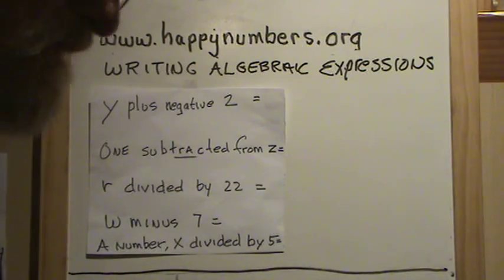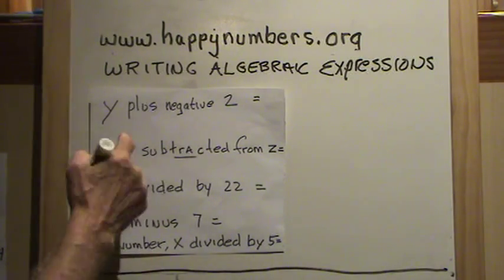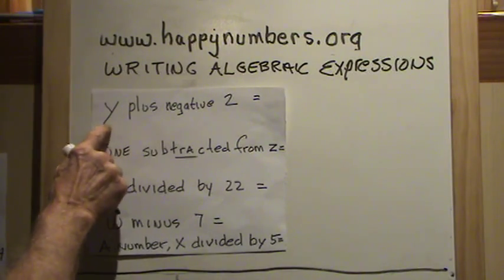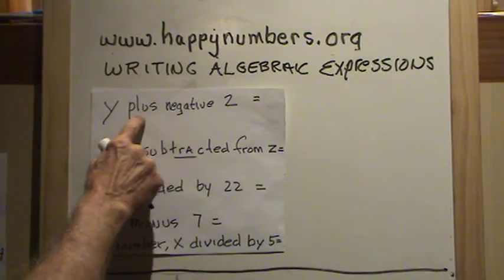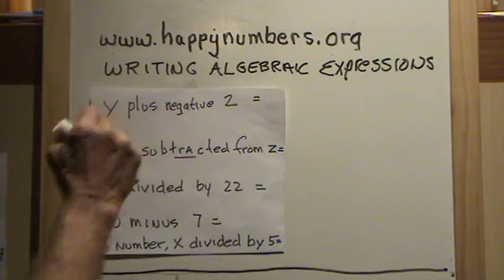This is part 2 of writing algebraic expressions. We take phrases or words and letters and we turn them into algebraic sentences. So let's just take a look at these. Y, a number, y, represented by y, plus -2. Well, I want to write that as an algebraic expression.